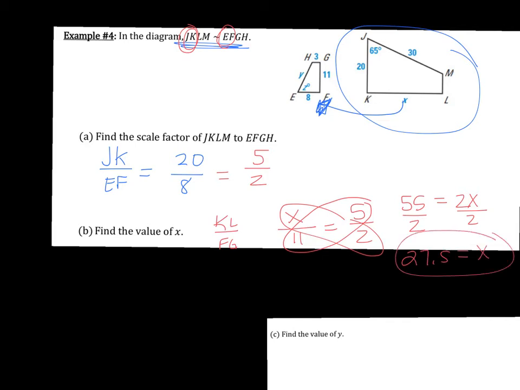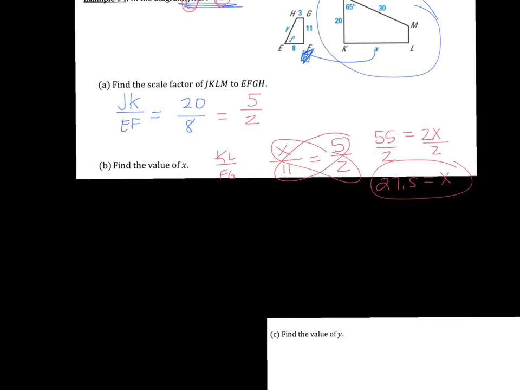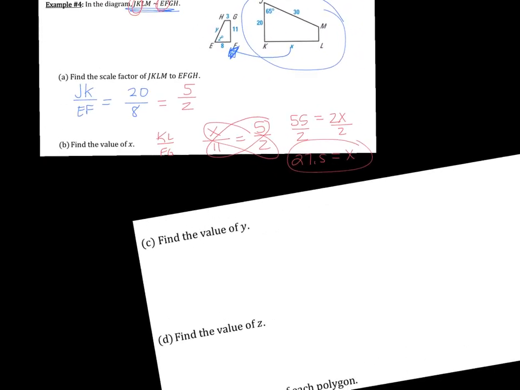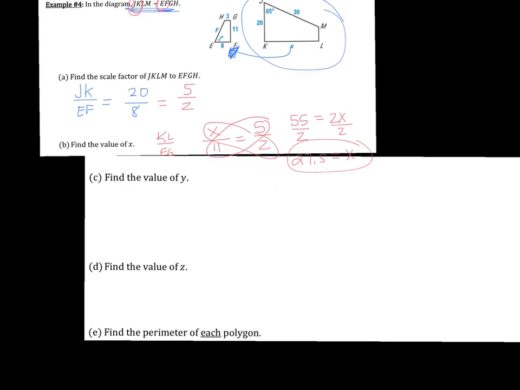Okay? All right, now I'm going to make that small and make this a little bit bigger. Okay, so now I'm going to find my value of y. I'm going to do the same thing I did before. My value of y is on EH, which corresponds to JM. So I'm just going to make myself that note.